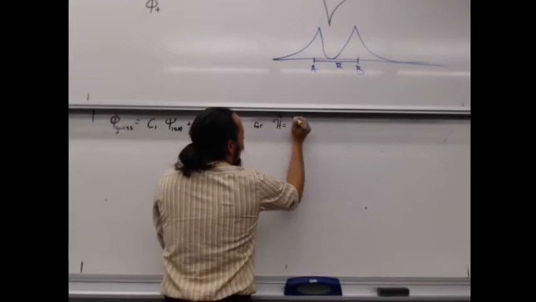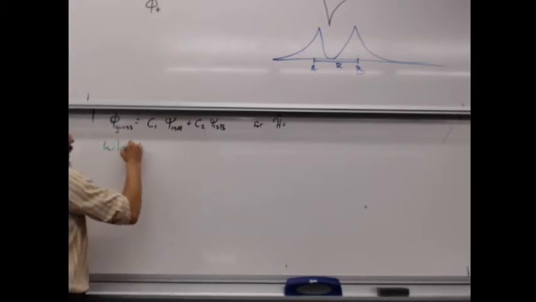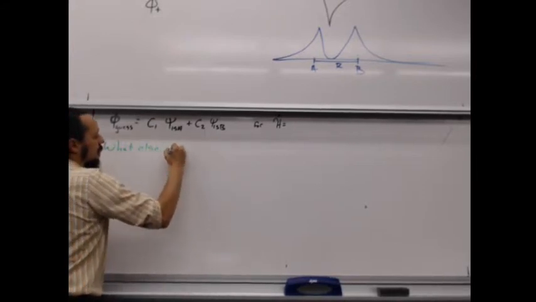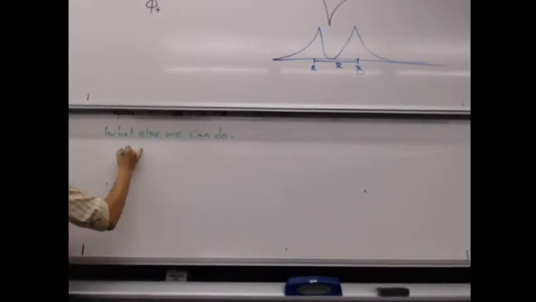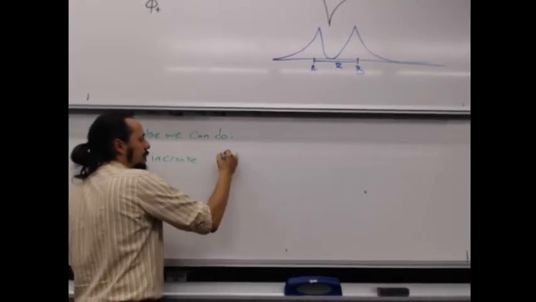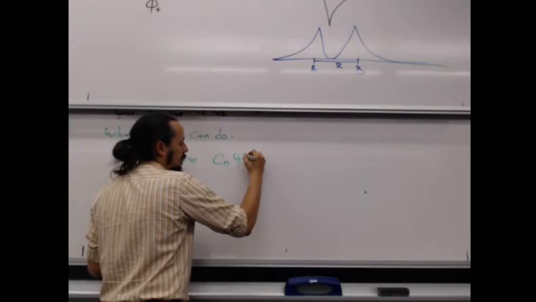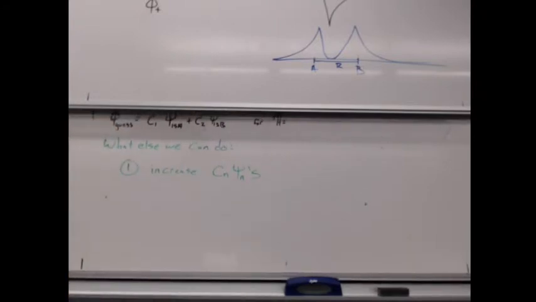for these different situations. And before we get to how the Hamiltonian changes, I'm just going to give a couple of the conditions of what we can do now. What else we could do. Thing number one. We can increase the number of functions and parameters we have.